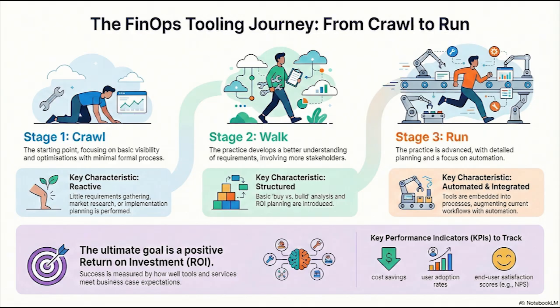Run is about detailed visibility across all stakeholders and a real commitment to automation. They do detailed requirements gathering from every single persona involved. And the buy versus build analysis? It's sophisticated. It includes a precise expected ROI within a defined time frame. And the implementation itself is detailed and includes automation for routine tasks, like cleaning up waste.